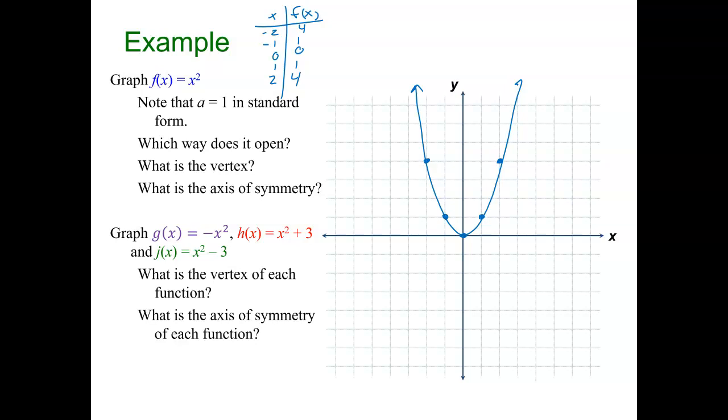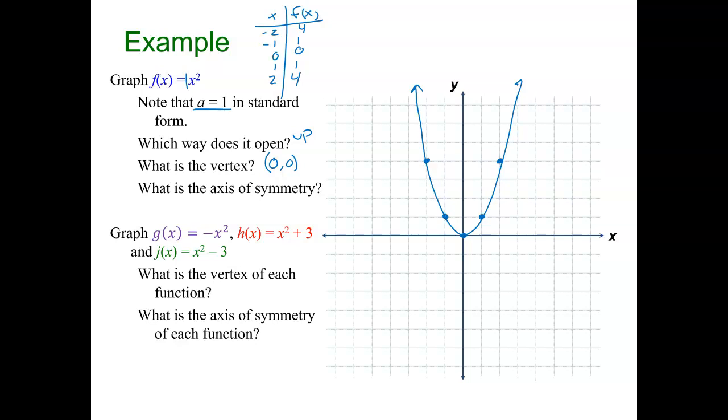Okay, so to start, note that a is 1. My leading coefficient is 1. Which way does my parabola open? Up or down? Up. Where's the vertex? Say again. 0, 0. Vertex is always an ordered pair, must be listed as an ordered pair. It is at 0, 0.